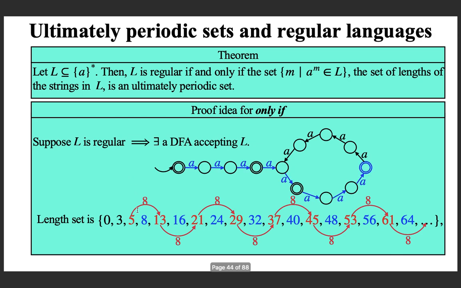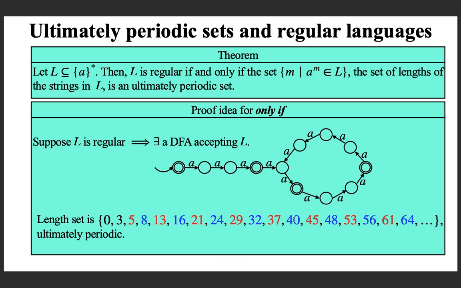Then why is it that 8 is there? You can see, 8 is 1, 2, 3, 4, 5, 6, 7, 8, it is coming to a final state. So 8 is there as a length. Then definitely, because you are in a loop, after 8, if you process 8 more A's, you are again accepting. That is why 8 plus 8, 16 is there, plus 8, 24, 32, 40, 48, 56, 64, 72. Likewise it goes. So you can see that this is an ultimately periodic set. So if the single alphabet language is regular, we proved that the length set is ultimately periodic. So the only if part is done.